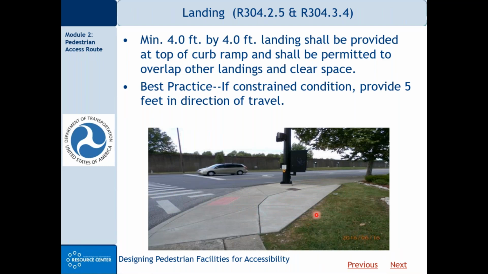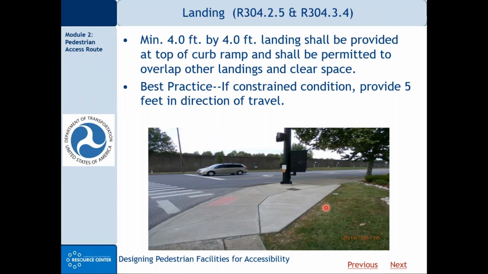And I'll introduce a couple terms here. One is unconstrained condition and the other is constrained condition. What we see here, notice that the grass is kind of flush with the concrete pad here, the landing. That's called an unconstrained condition. And so someone coming up the ramp in a manual wheelchair, their footrest can actually go out over the grass because it's unconstrained.